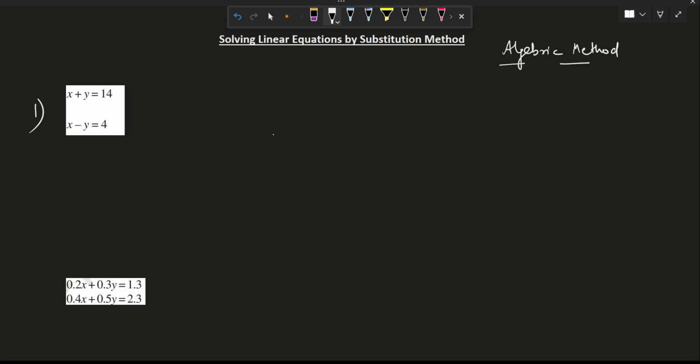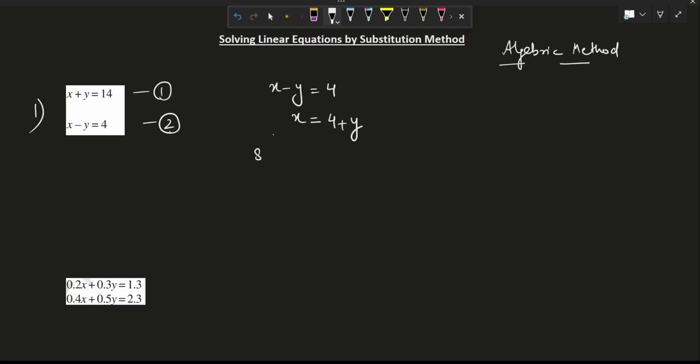So first problem, you have two equations, equation number 1, equation number 2. Equation number 1 is x plus y is equal to 14. Second one says x minus y is 4. Now what we do in substitution method: from any one of the equations which seems easier to you, represent the value of one variable in terms of another. Let's say we have x minus y is 4. So from here, can I say x is, I take y on that side, 4 plus y. x is 4 plus y. This was the first step.